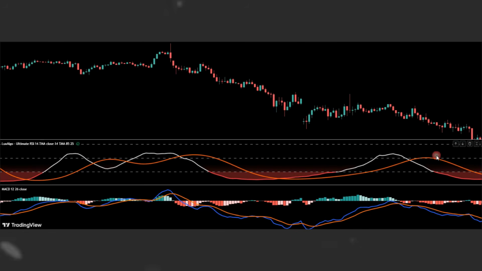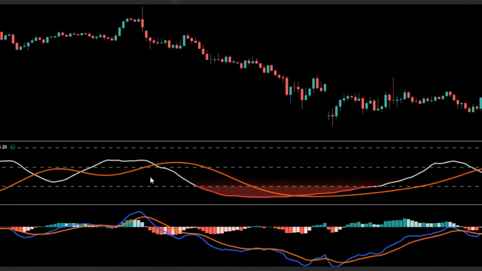For sell signals, it's the opposite. First, the Ultimate RSI line must cross below the signal line and stay below the 50 center line, which shows a bearish trend. Then check the MACD. If the MACD line is below the signal line and the histogram is negative, it confirms downward momentum. When both conditions are true, we can enter a sell trade.